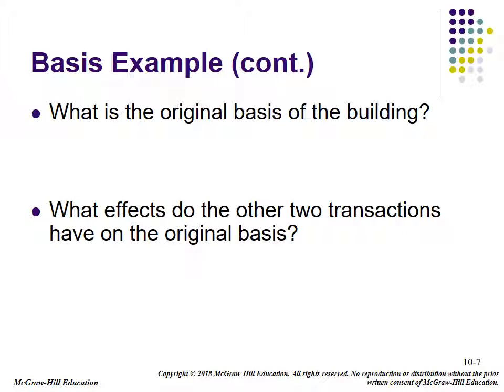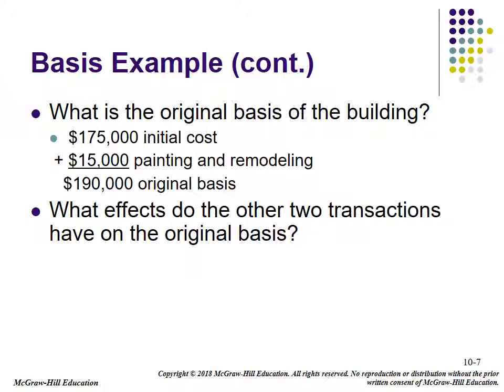What is the original basis of the building? What effect do the other two transactions have on the original basis? Well, the initial cost was $175,000. And by the way, it doesn't matter if you're buying a new or a previously used item to calculate cost recovery. So even though this is a quote used building, they paid $175,000.